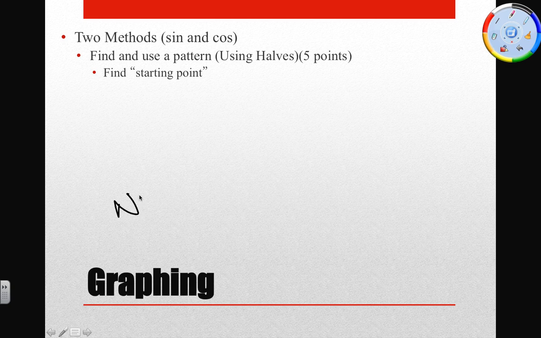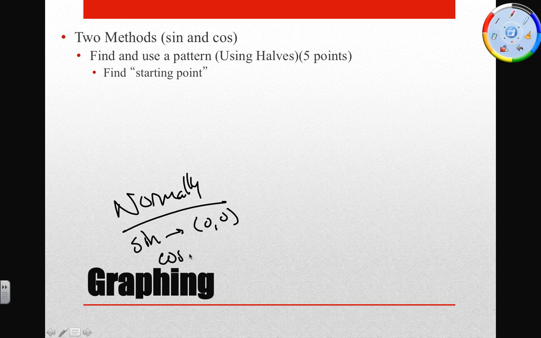Normally, sine starts at 0, 0. And cosine starts at 0, 1, from those graphs we did earlier on the Desmos.